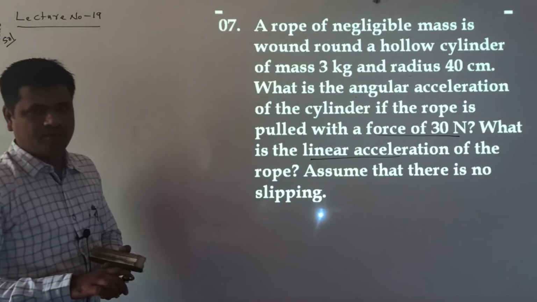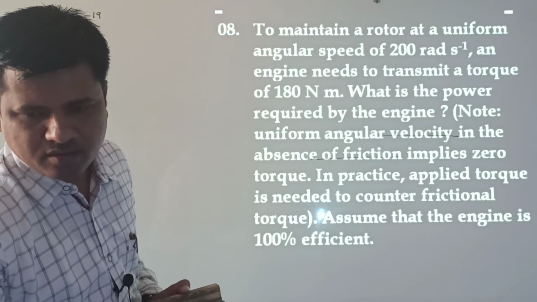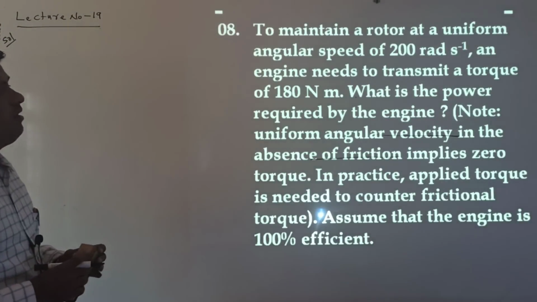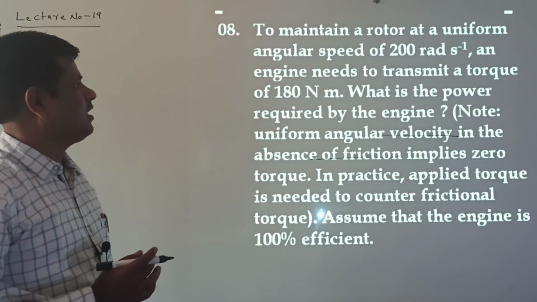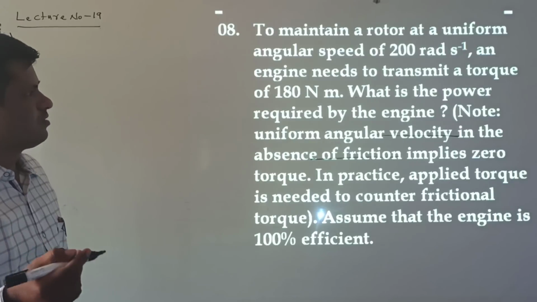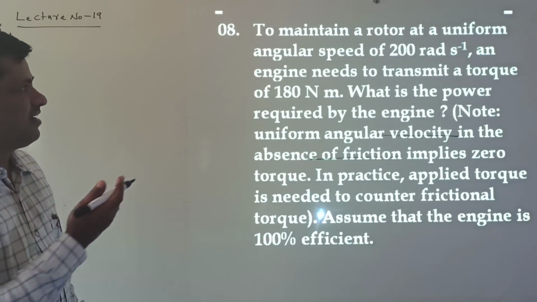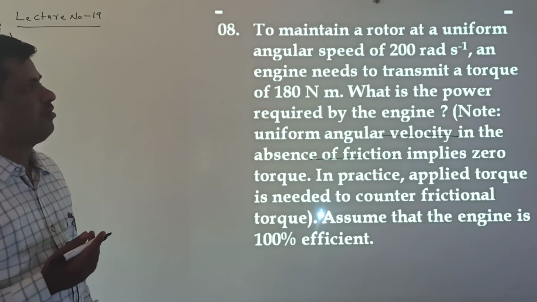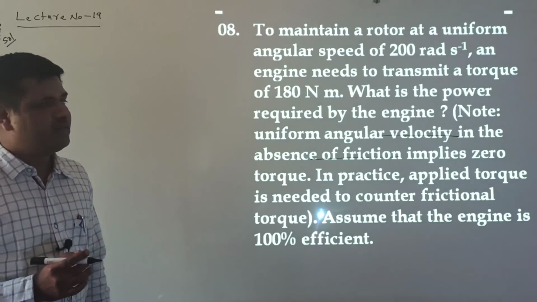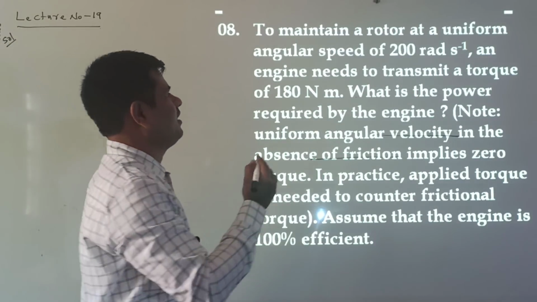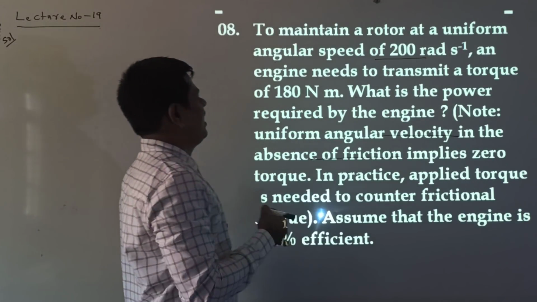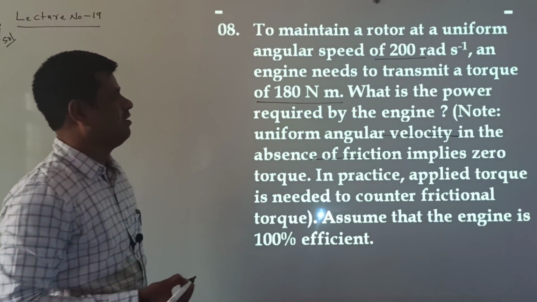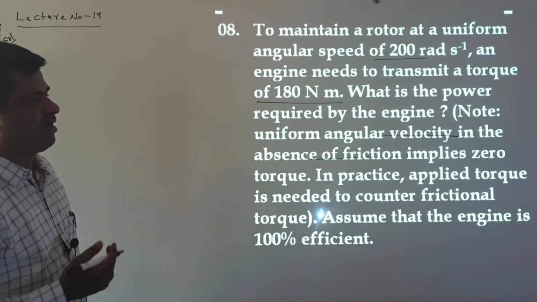Okay, next we are going to the 8th problem. To maintain a rotor at a uniform speed, rotor is nothing but a motor. Here, to maintain a motor at a uniform angular speed of 200 radian per second, an engine needs to transmit a torque, which is also given. Angular speed and torque are given. What is the power required by the engine of the motor?